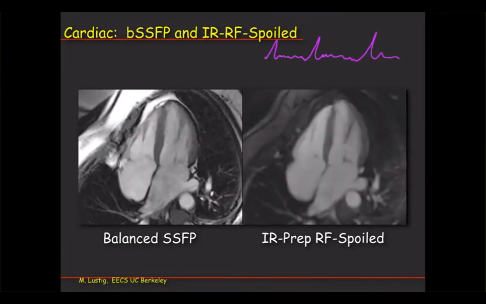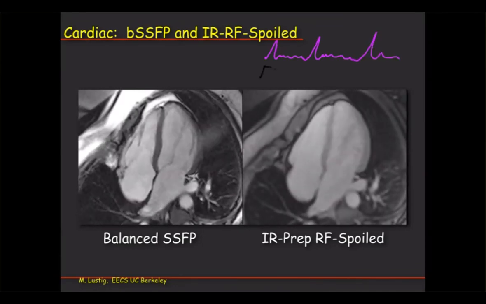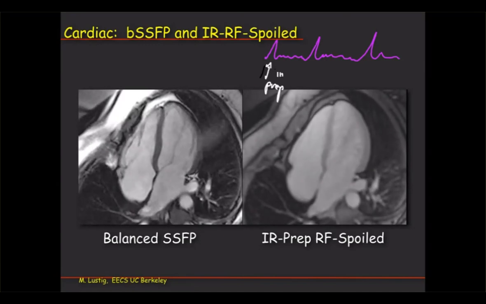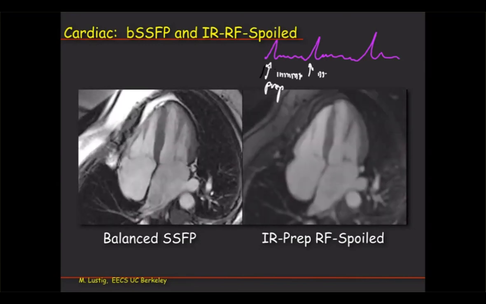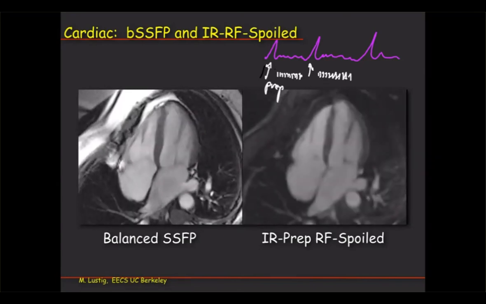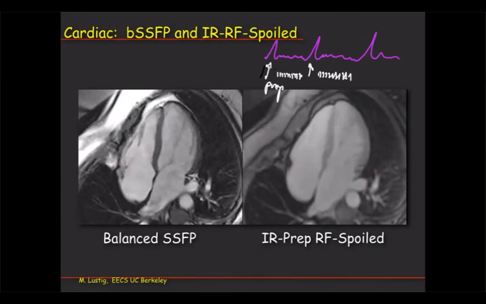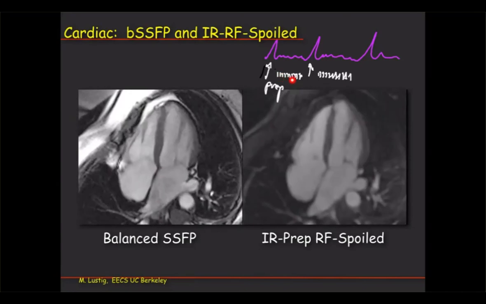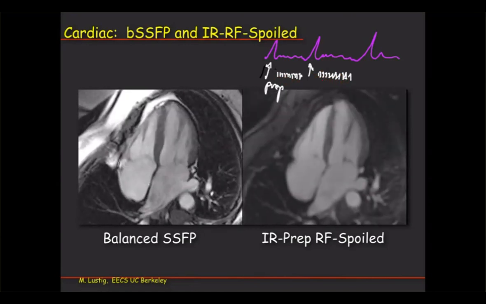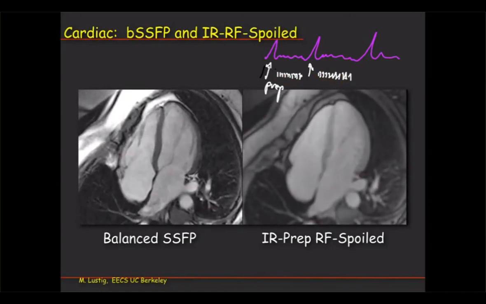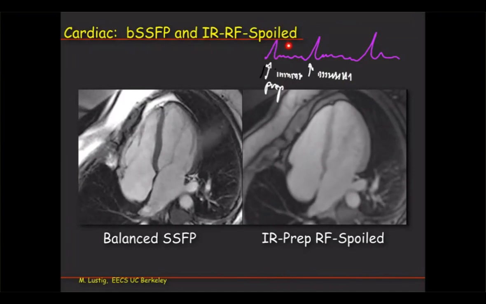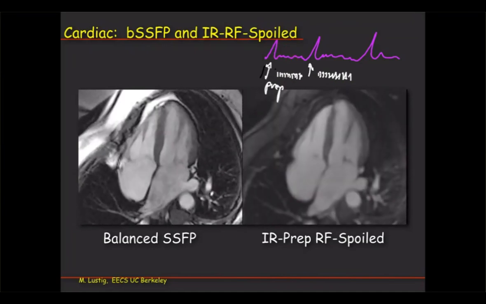this is the heart. And then basically you do a prep here, and then you collect data, and then you do a prep, and collect data. And then for the first cardiac cycle, you collect the first phase encode. For the second cardiac cycle, you collect the second phase encode. For the third cardiac cycle, you collect the third phase encode, and so on and so forth. So now, effectively, you can create an image at this point, and at this point, and at this point, because the heart is repetitive.